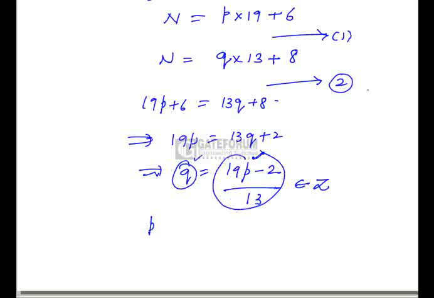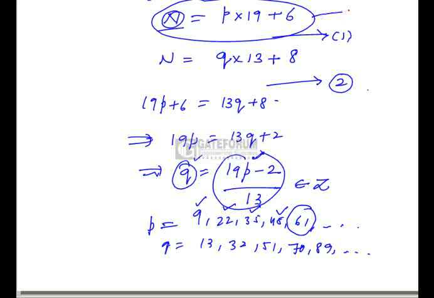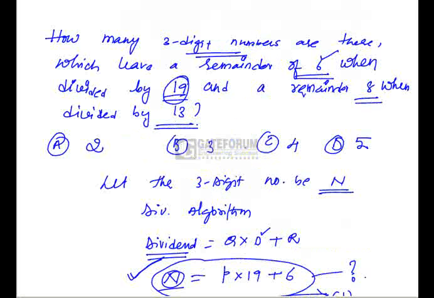So there are a few values of p, which are 9, 22, 35, 48, 61 and so on, whereas q is 13, 32, 51, 70, 89 and so on. Now if I substitute 9, 22, 35 and 48 in equation 1, you will get the value of n as a 3-digit number. But if I substitute 61, it will be a 4-digit number, which is not required. So for only 4 values of p, we'll obtain a 3-digit number. So the required number of numbers is 4, which is option C.